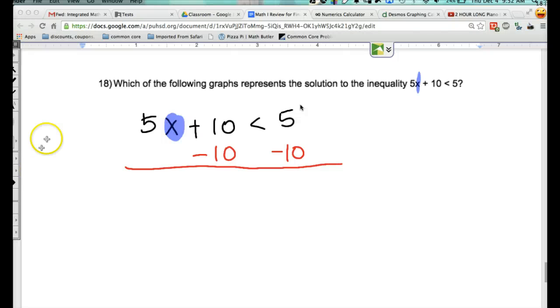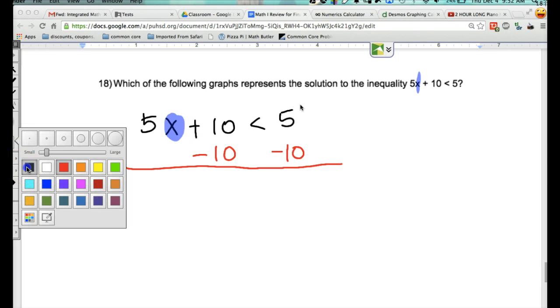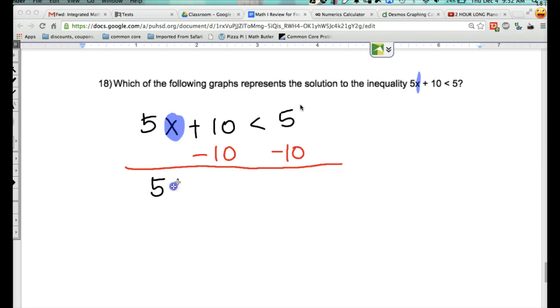Okay. So then, now I have 5x, and that is less than. What is 5 minus 10? That's negative 5, because look, when you have different symbols, you subtract 10 minus 5, and then you follow the symbol of the bigger number. Okay? So now, if you want to find out what x is equal to, what do you have to do to both sides? Yes, you do have to divide both sides by 5. So then now x is less than negative 1.